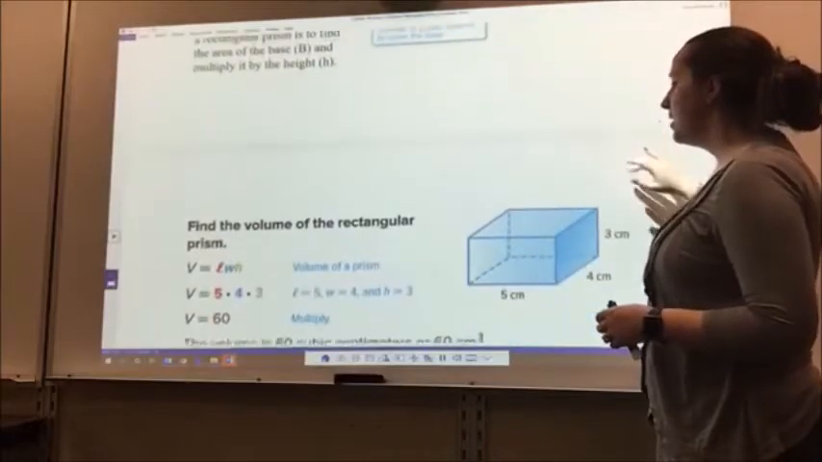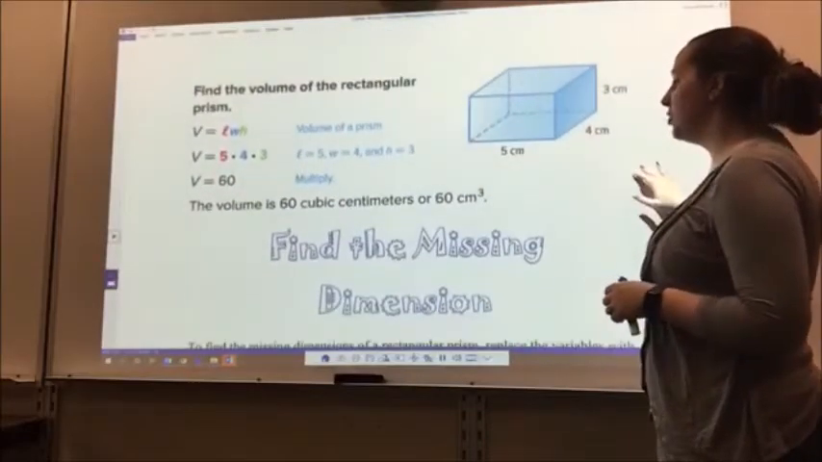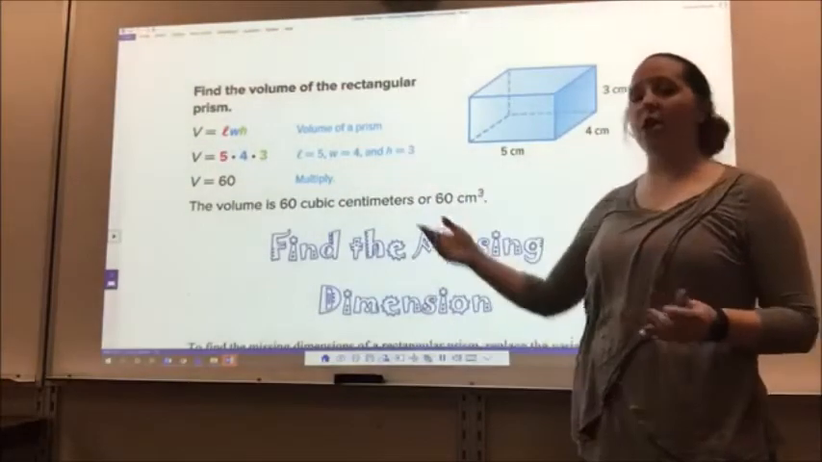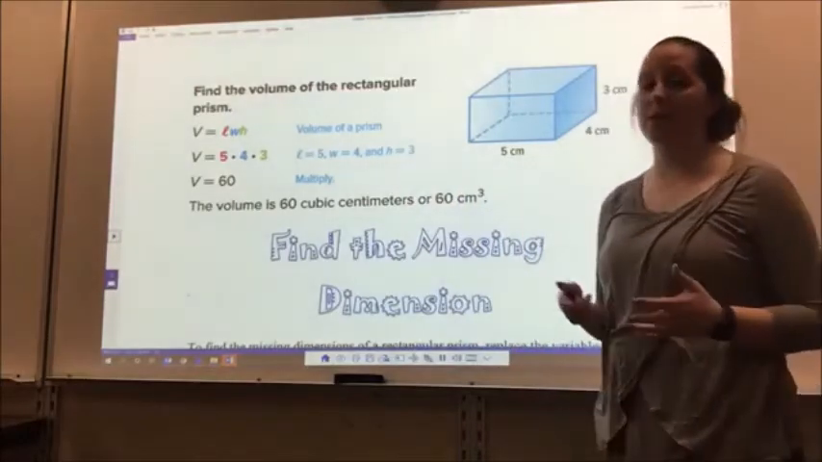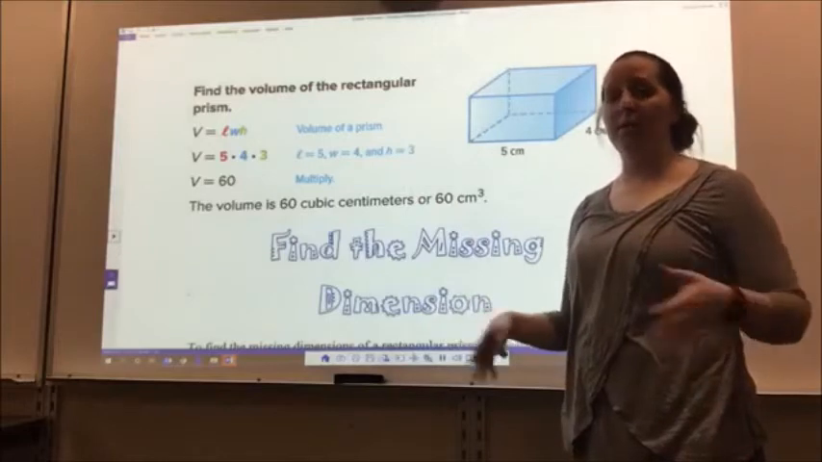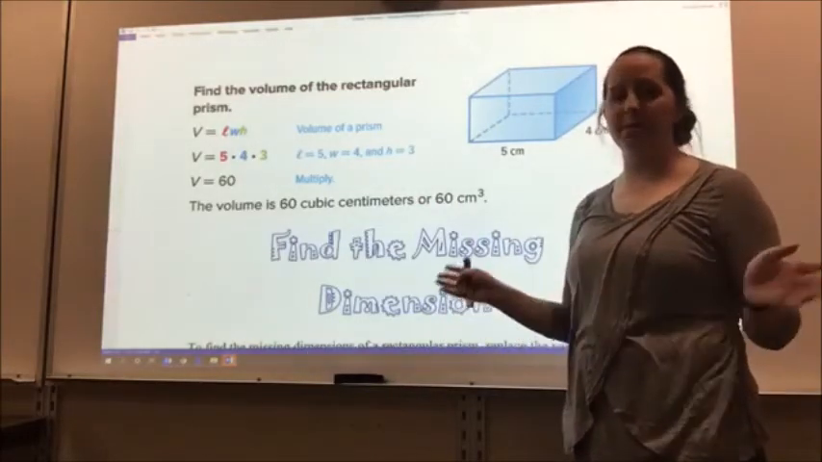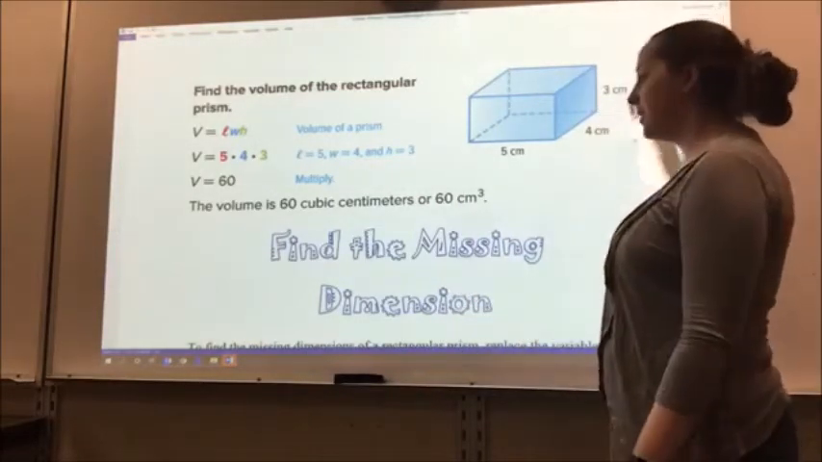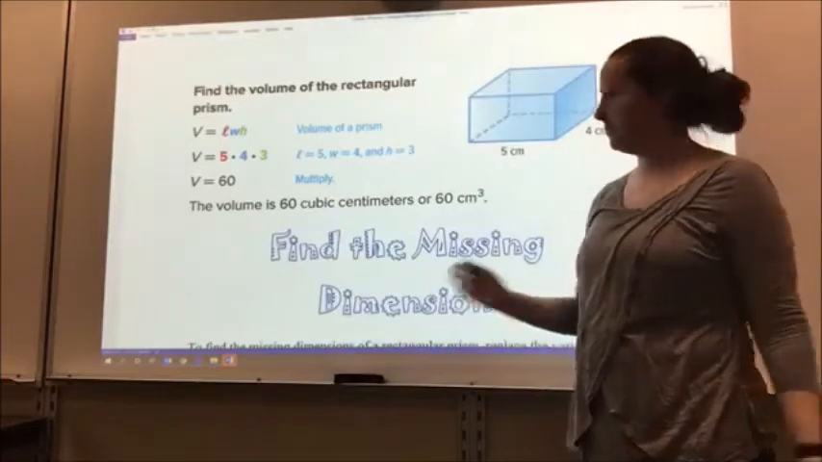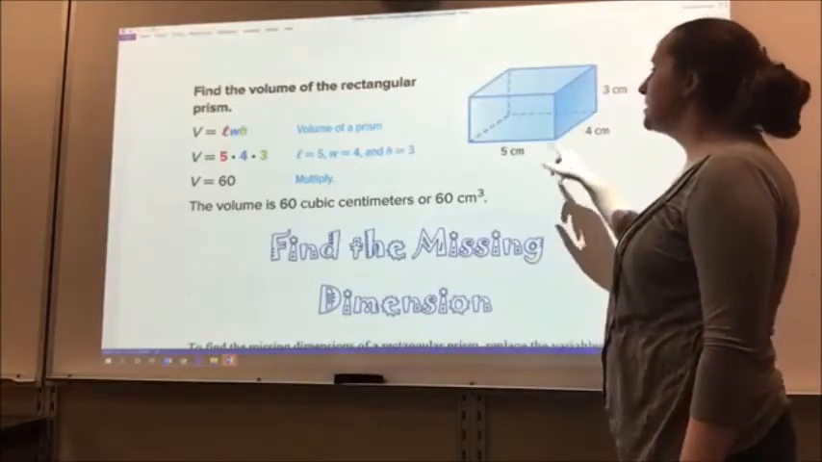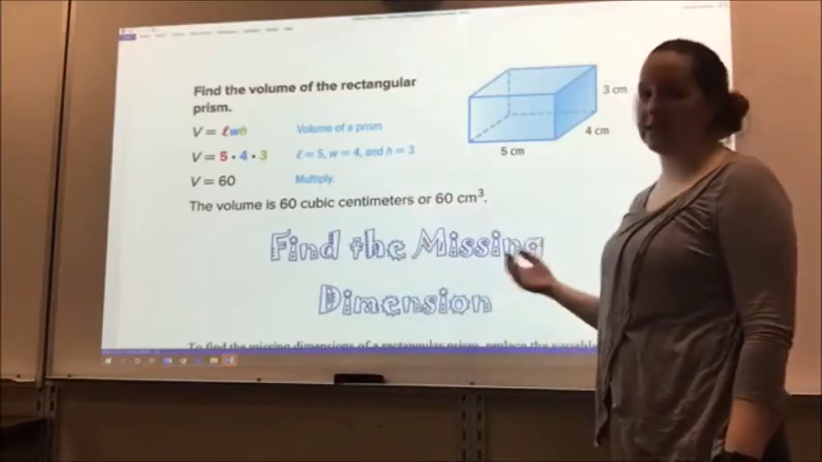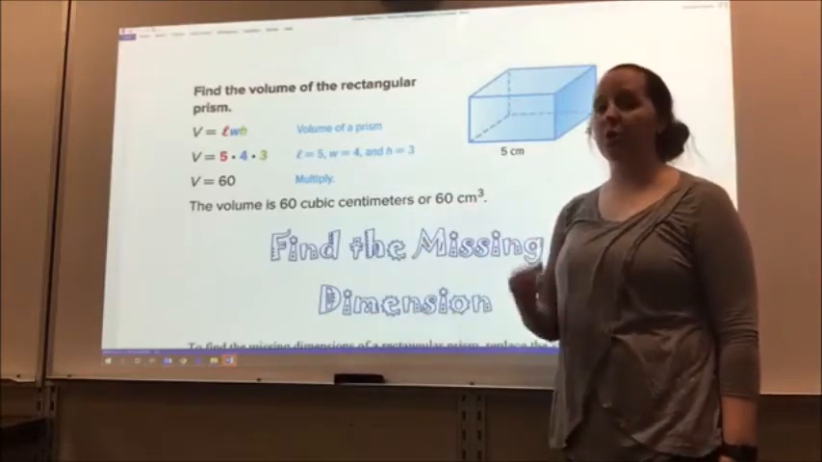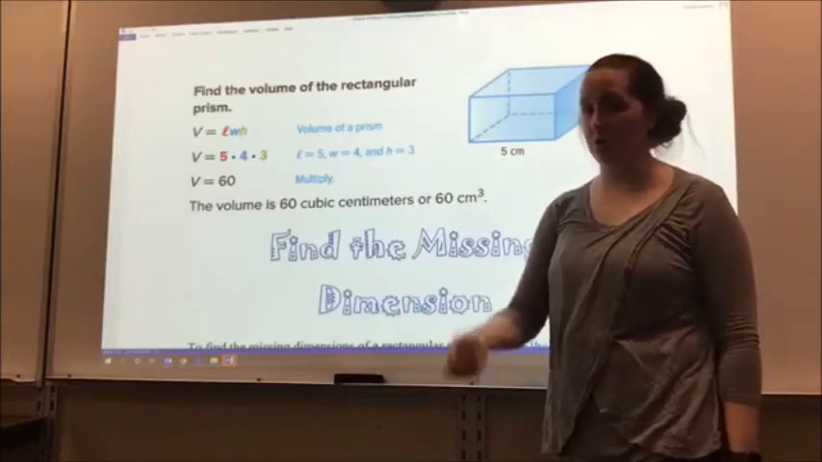Okay. So finding the volume of a rectangular prism. Again, volume is length times width times height. So you just multiply those three numbers together. If they only give you 3 numbers and it's a rectangular prism, you multiply them together. 5 times 4 times 3 gives you 60. Okay? And it's 60 centimeters cubed. So the volume is 60 cubic centimeters or 60 centimeters cubed. Make sure you include your units. You must include your units. Okay?